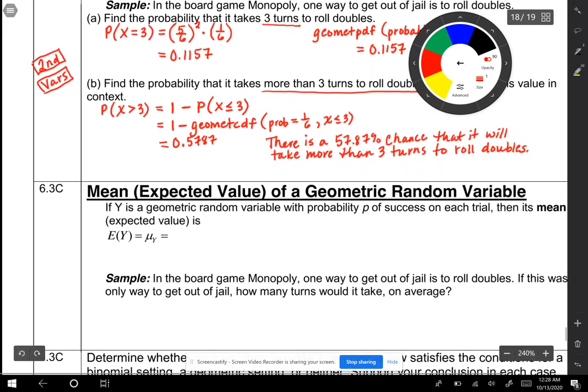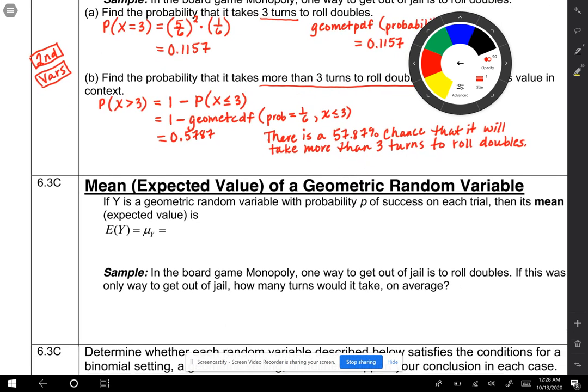And that's how you do that particular problem. There are also means, which are the expected values of geometric random variables, and this is on your formula sheet, as is the standard deviation. We're not going to talk about the standard deviation in our notes, but the formula is on your formula sheet as well.